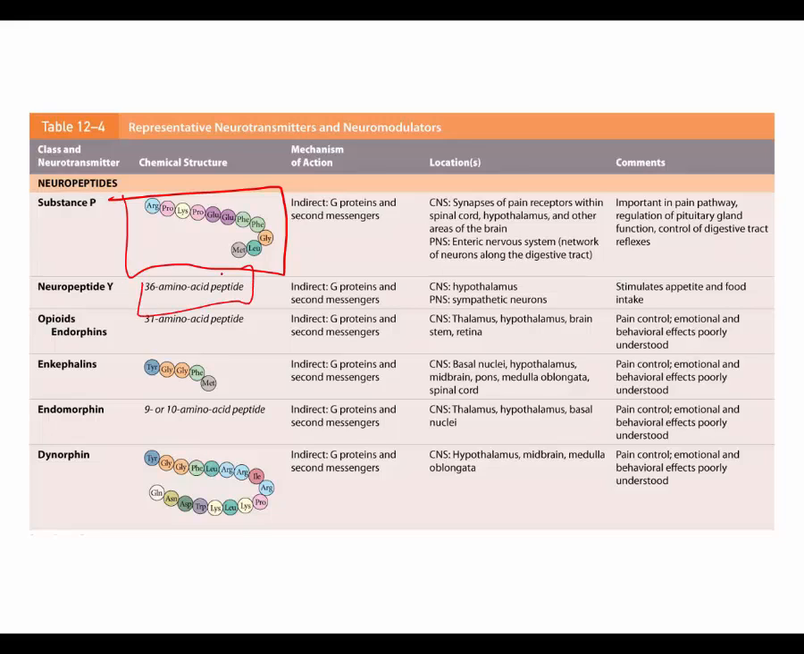Neuropeptide Y, sometimes called neuropeptide YY, is a hunger-inducing neurotransmitter. When you stimulate appetite, it's called orexigenic. Because, well, you know what anorexia is. The prefix a or an means without. Anorexigenic means without appetite. Orexigenic means with appetite, where neuropeptide YY stimulates your appetite, so you increase your food intake.